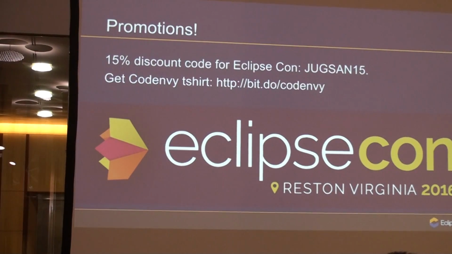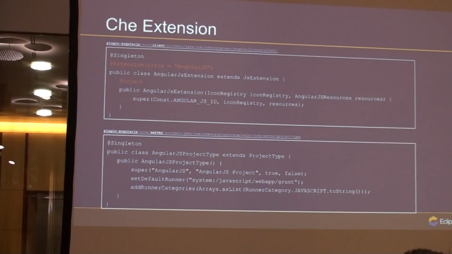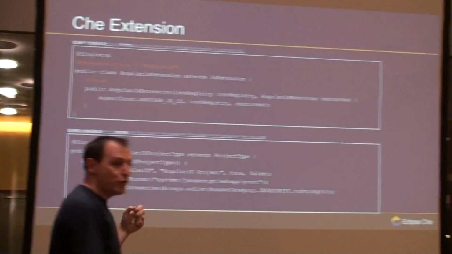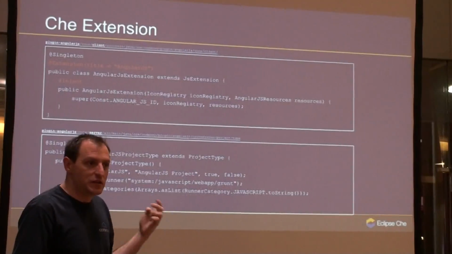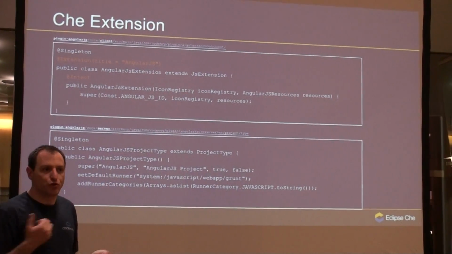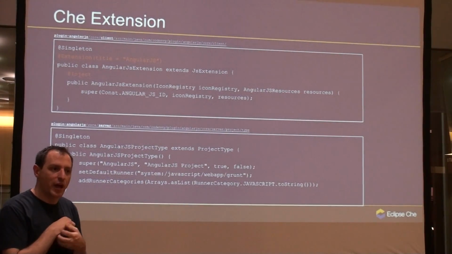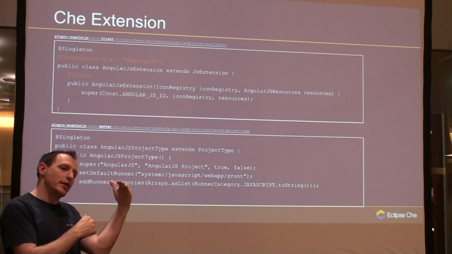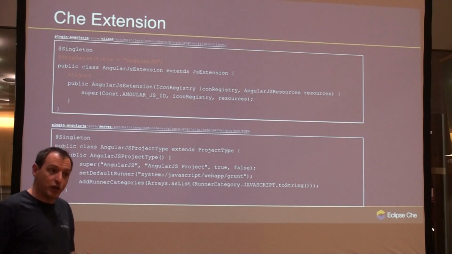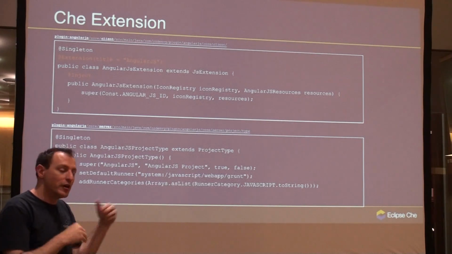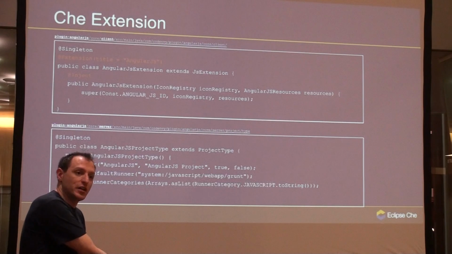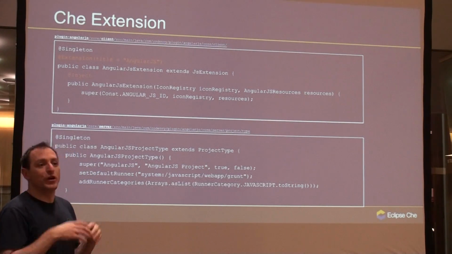The process of writing an extension is in Java. We use dependency injection to write the extension, and we use Gin and Guice, which is Google's dependency injection framework. So essentially you write extension classes, you write dependency injection to configure how that extension class should work, and then you package it as a jar, and the jar deploys inside Che. It's pretty simple to get going.